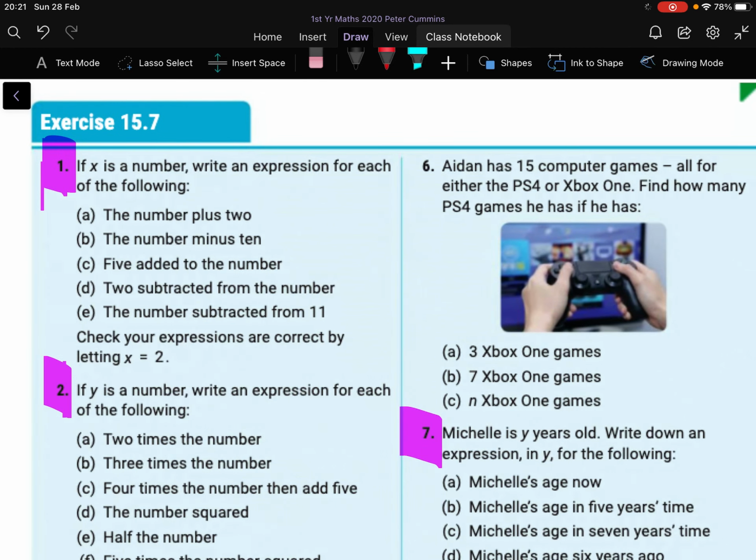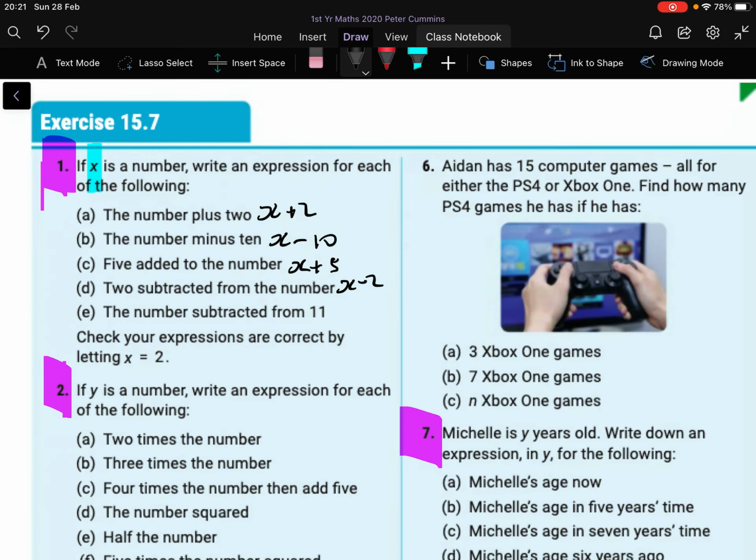So if we start with question 1a, if x is a number, so x is some number, we don't know what number that is, write an expression for each of the following. The number, which is x, plus 2. Go back to the number again. The number is x, minus 10. 5 added to the number: here's the number, 5 added to it. 2 subtracted from the number, so 2 taken away from the number is going to be x minus 2.